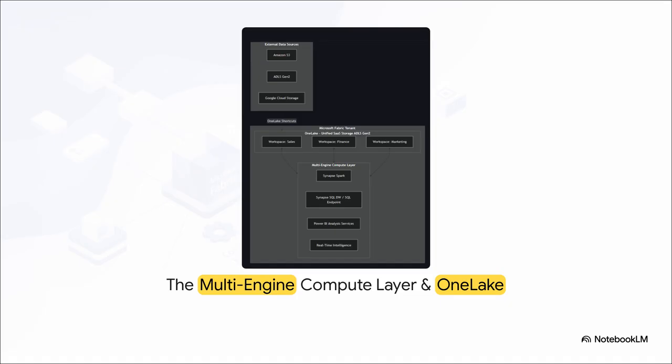From there, this single storage layer feeds directly into a multi-engine compute layer. So whether you're using SQL Data Warehouse, Synapse Spark, or Power BI analysis services, they are all crunching the exact same underlying data. It's a massive paradigm shift.